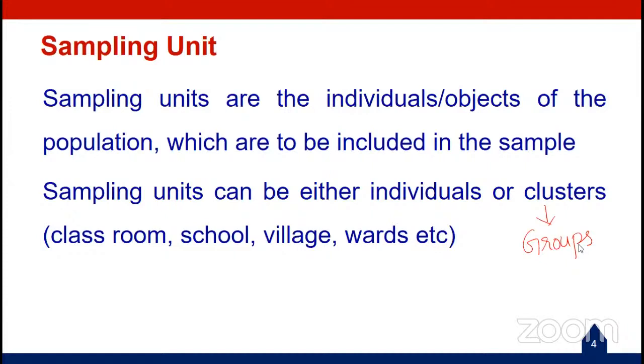So population, sample and sampling unit. Sampling units are the individuals or objects of the population which have a tendency of being included in the sample.